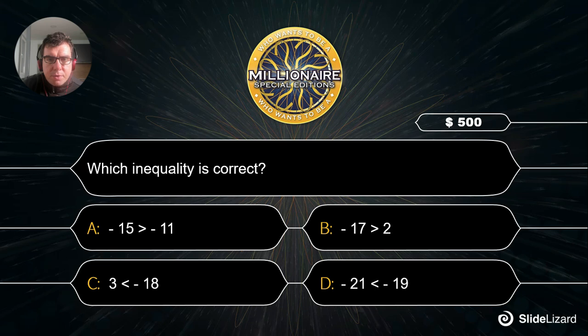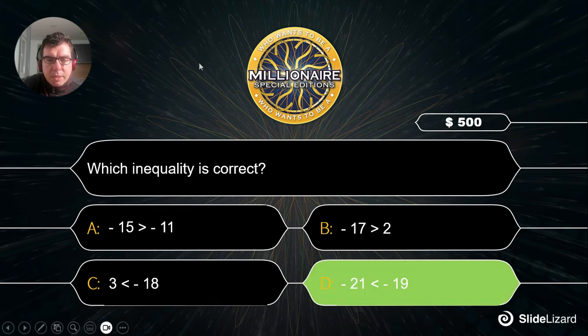And the correct answer is D, right? Minus 21 is smaller than minus 19. If I am missing $21 to make a purchase, I have less money than if I were missing $19 to make the same purchase. Remember that negative numbers indicate absence. So minus 21 is smaller than minus 19.